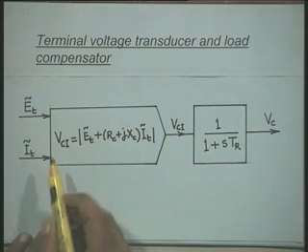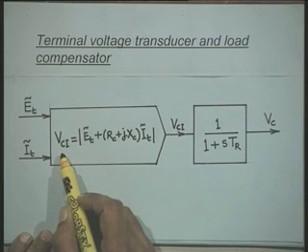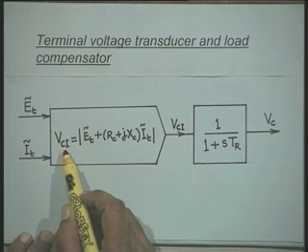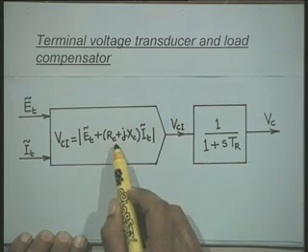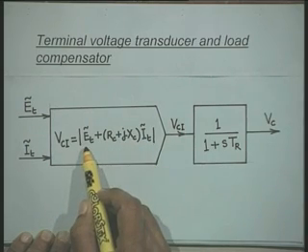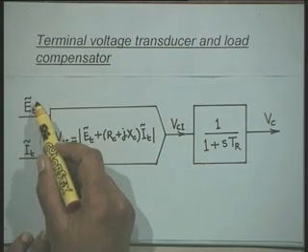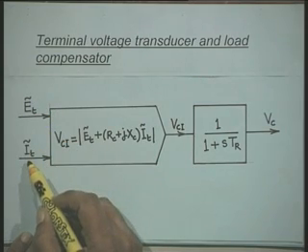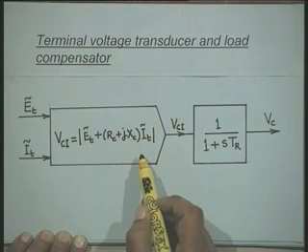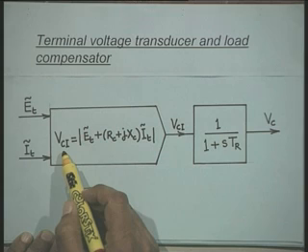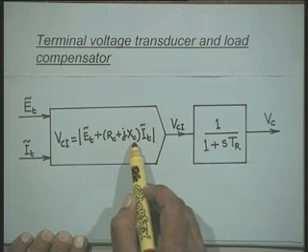Now, this block is used to compute a voltage VCI, which is derived by adding a voltage drop (RC plus j times XC) into IT to the terminal voltage ET. So, as far as this block is concerned, the input will be the terminal voltage, a phasor quantity, and IT, the terminal current of the machine. These two quantities are processed in this block, and we get a signal VCI, which is the magnitude of ET plus (RC plus j times XC) into IT.